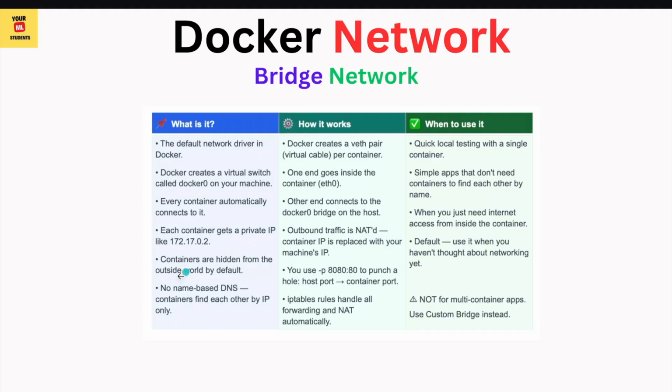Okay, so no name-based DNS, containers find each other by IP only. So if you use the bridge network, they can only find each other through their private IPs, since it doesn't support DNS. Okay, now how it works: Docker creates a veth pair, a virtual cable per container. One end goes inside the container as eth0, you know it now, and the other end connects to the docker0 bridge on the host. So you have docker0 in your laptop, since my laptop is the host. So that end connects with this laptop.